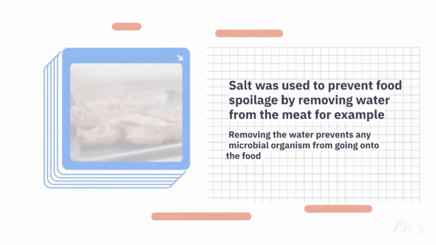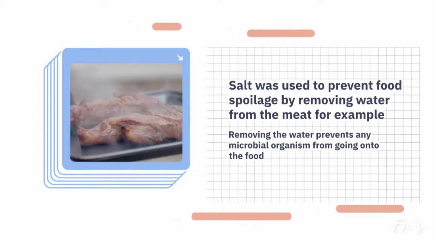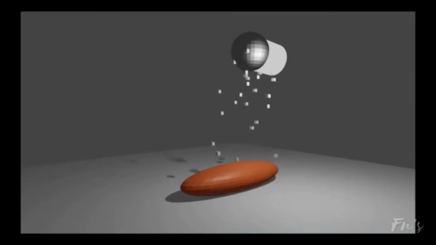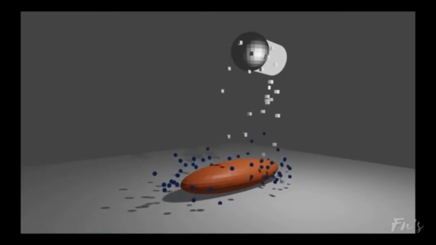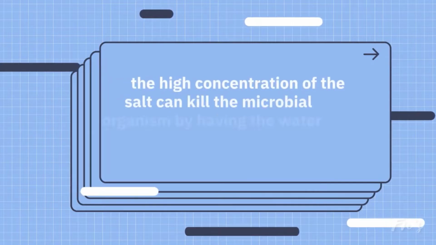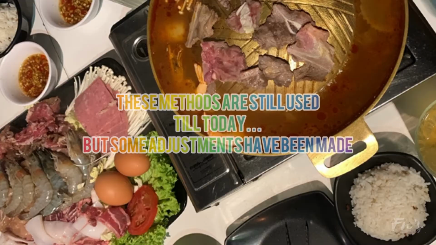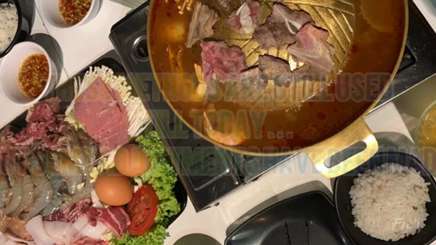Salt was used to prevent food spoilage by removing water from the meat. For example, removing the water prevents any microbial organism from getting onto the food. If a microbe tries to grow onto the meat, the high concentration of salt can kill the microbial organism by having the water removed from the system. The same effect can happen with a high concentration of sugar when drying the meat. All these methods are still used today, but some adjustments have been made.